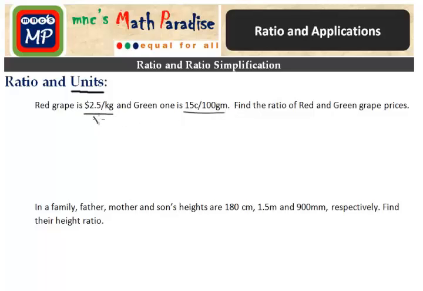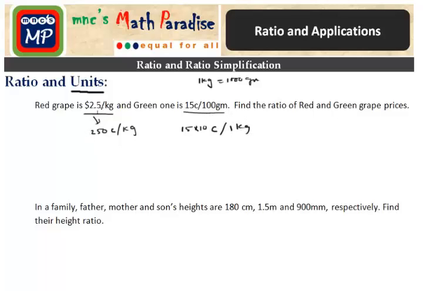So what we can do, $2.5, we know 100 cent is $1, so we will get 250 cent per kilogram. So if we convert this dollar into cent, then we will get 250 cent per kilogram. Here it is given 15 cent per 100 gram. We know that 1 kilogram equals 1000 gram. So 15 cent for 100 gram. So if we multiply this 15 by 10, then 150 cent will be for 1 kilogram, that is 1000 gram.